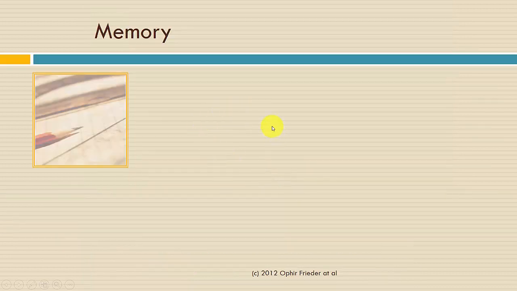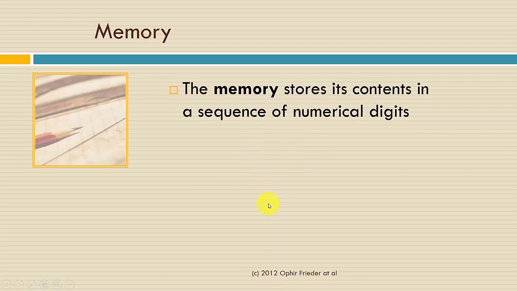Which it would then, of course, send to the processor or CPU, which it does over and over again. So next we're going to talk about memory. What is memory? Memory is the place that we can temporarily store information.